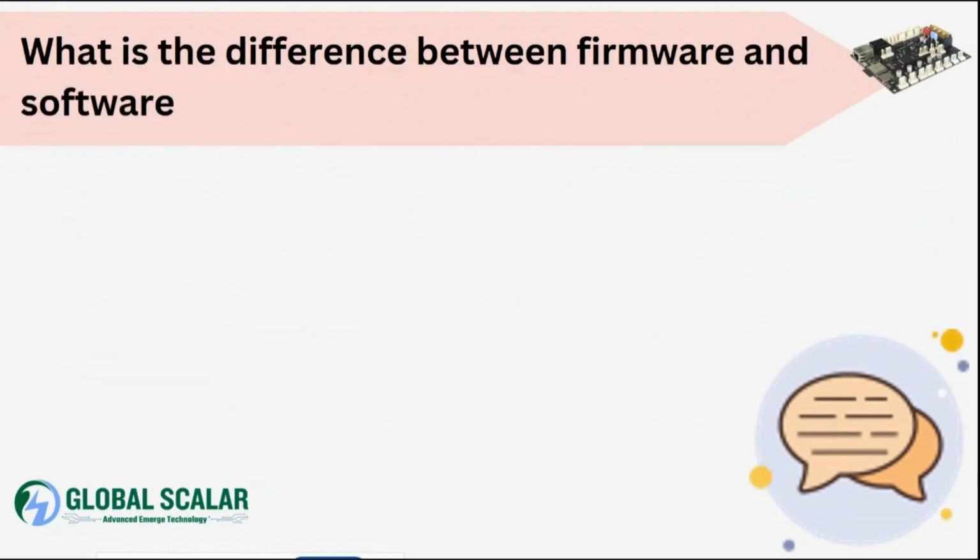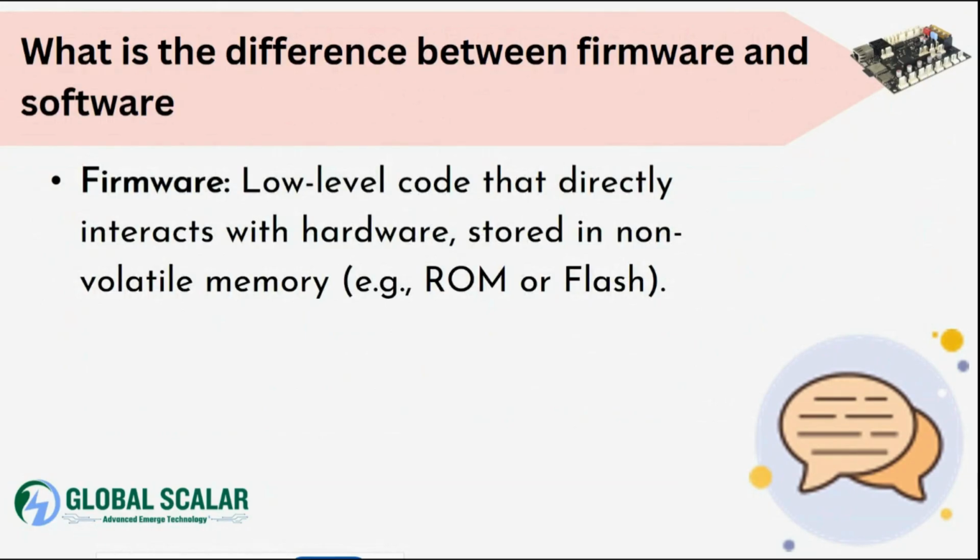What is the difference between firmware and software? Firmware is specifically the low-level code that directly interacts with the hardware and is stored in non-volatile memory, like ROM and flash.